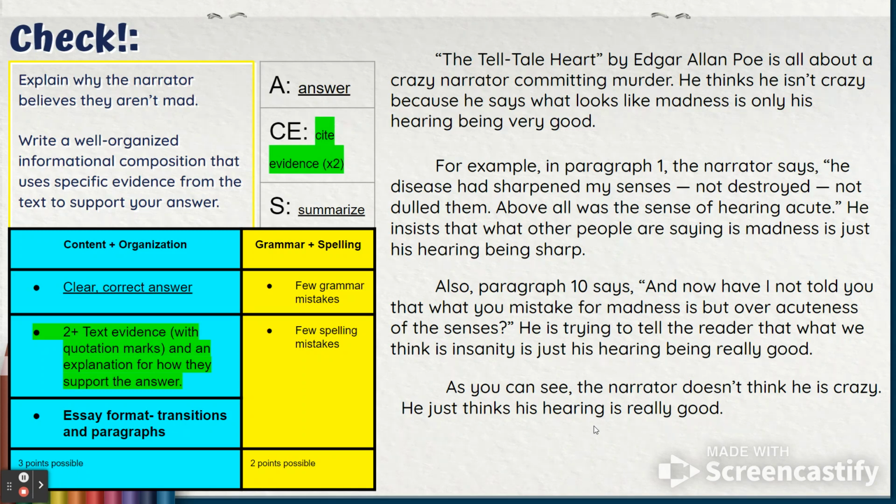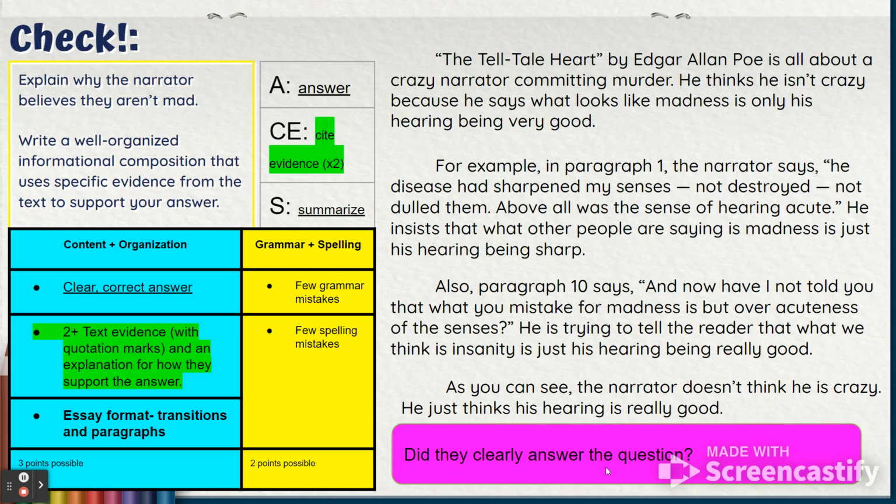Also, paragraph 10 says, quote, "Now have I not told you that what you mistake for madness is but over-acuteness of the senses," quote. He is trying to tell the reader that what we think is insanity is just his hearing being really good. As you can see, the narrator doesn't think he's crazy. He just thinks his hearing is really good. All right, a little repetitive there at the end, but let's see how it does on the rubric.